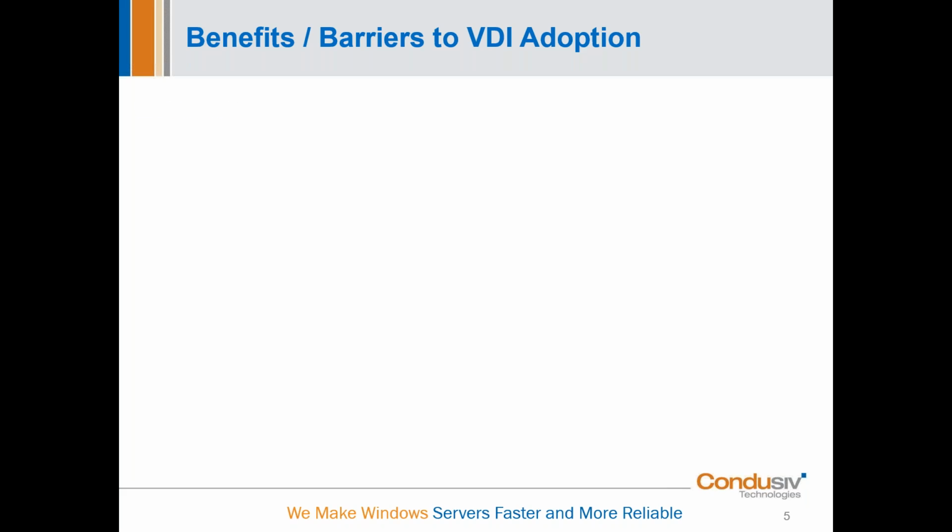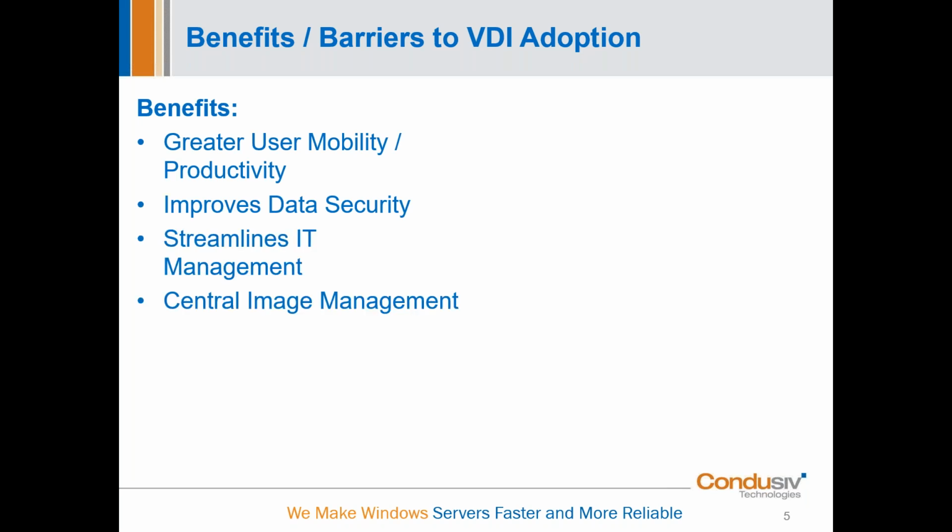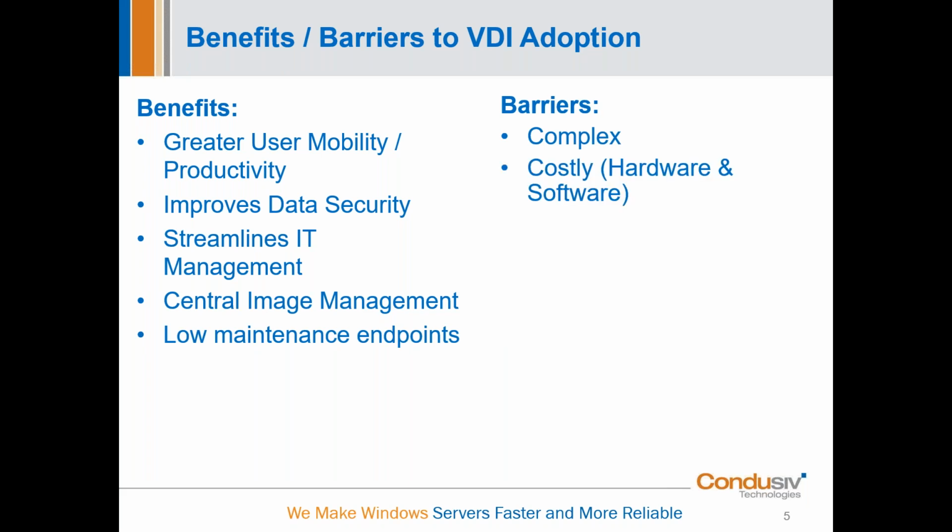Now let's talk about the benefits first. So benefits, they're pretty obvious. We've got greater user mobility, central management of an image, lower cost endpoints, but there are the barriers that have been holding us back. So we're really dealing with a lot of complexity. It's very expensive. The TCO of bringing it in hasn't balanced out yet compared to dedicated endpoints in a lot of organizations. It's difficult to deploy and manage.